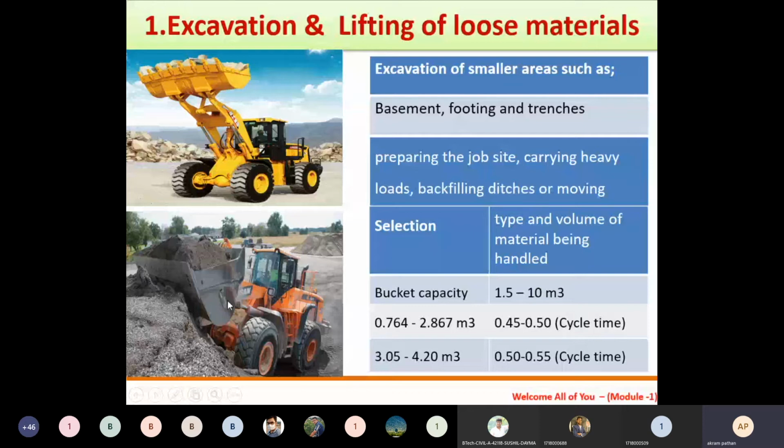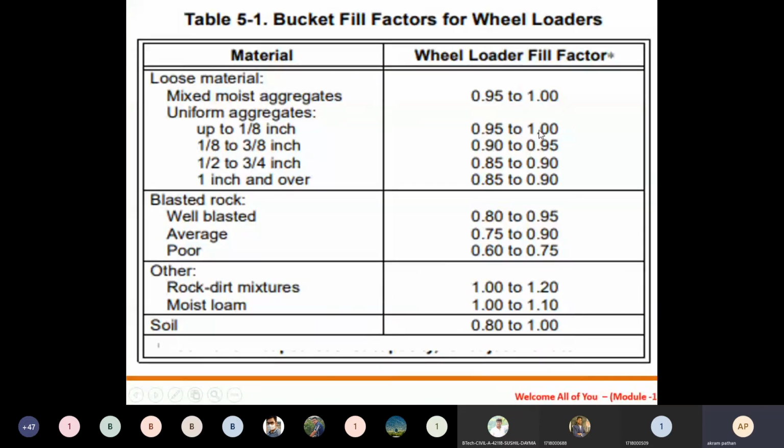So this is a usage of this wheel loader to lift the particular material and to transport this material from this side to this side, or even loading of this material into the truck or any tractor trolley. So this is about the small thing, you can say wheel loader. Then this table is very important as far as engineering point of view.